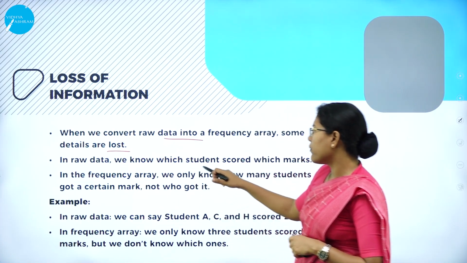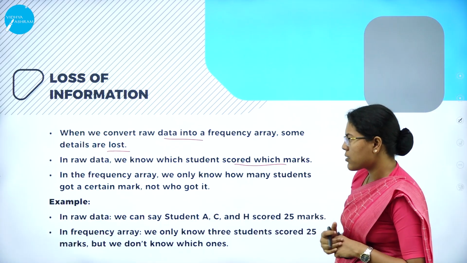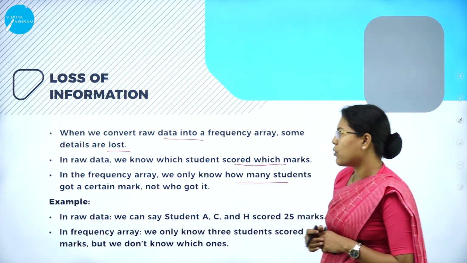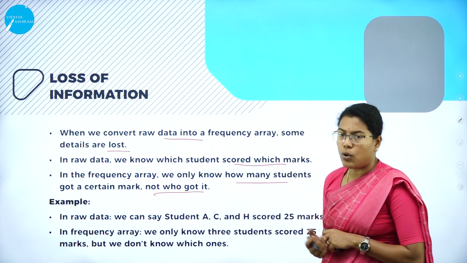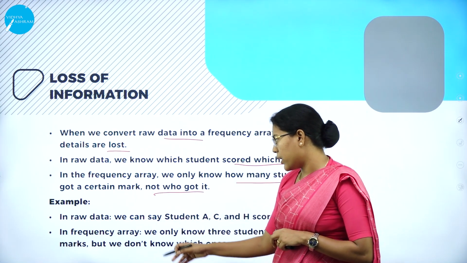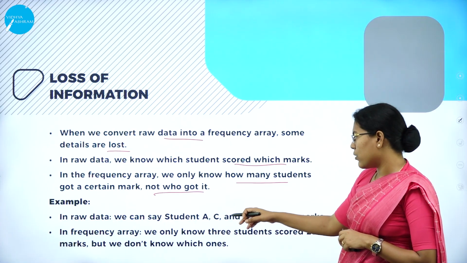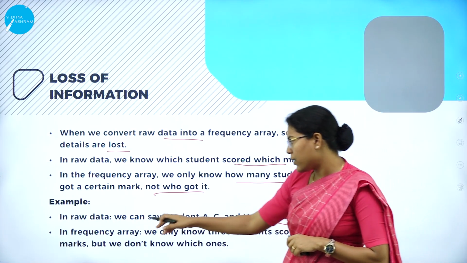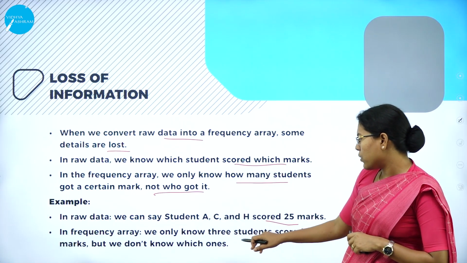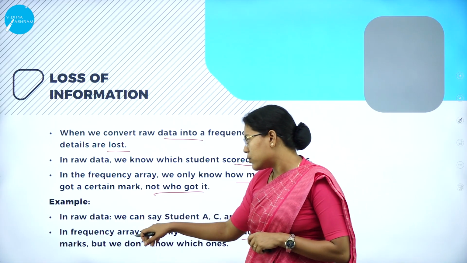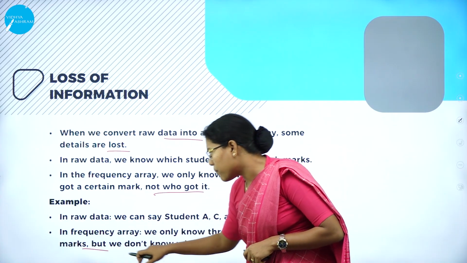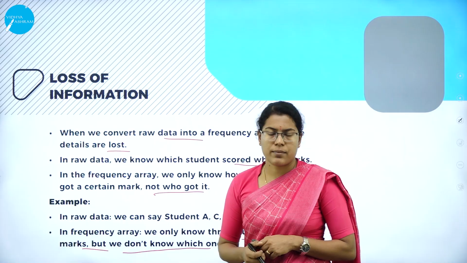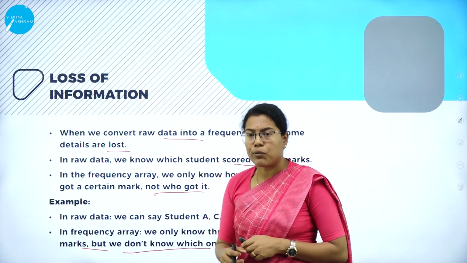In raw data, we know which students scored which marks, but in the frequency array, we only know how many students got a certain mark and not who got it. For example, in raw data, we can say students A, C, D and H scored 25 marks. But in the frequency array, we only know 3 students scored 25 marks, but we don't know which ones got it. So that is loss of information.